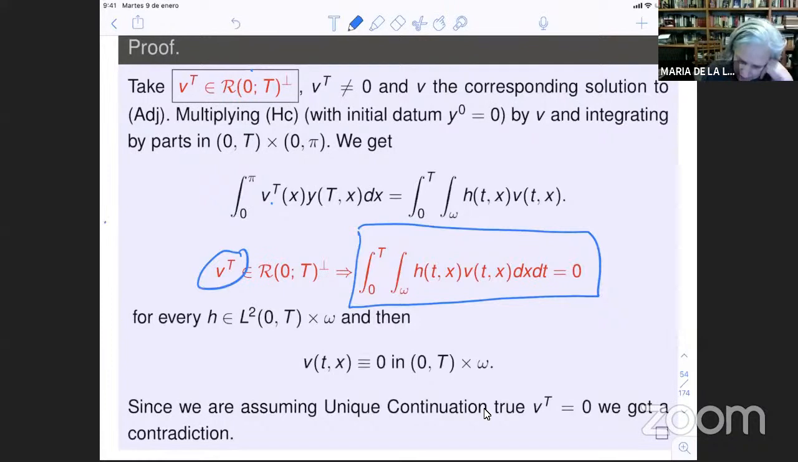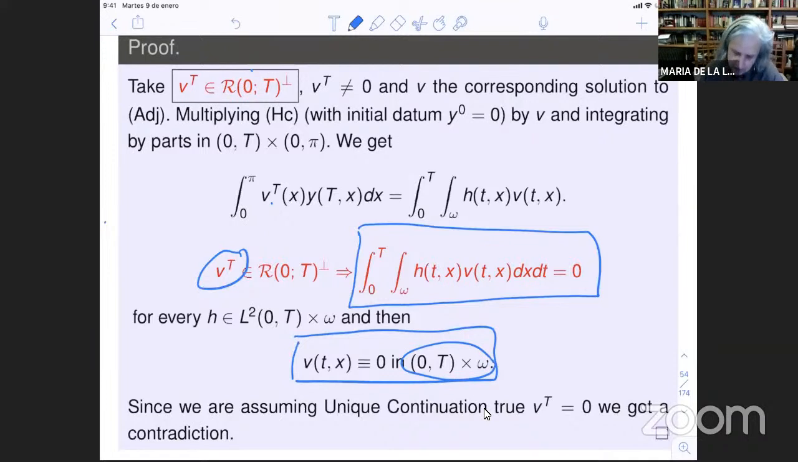then that means that V, the solution to the adjoint system, vanishes in all my cylinder, or almost everywhere, okay? And if we have the unique continuation property, that means that V at T is equal to zero. And then we get that the reachable set starting from zero of the heat equation is dense in L2.